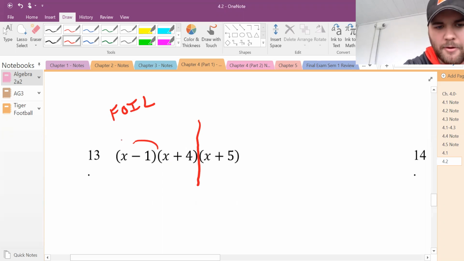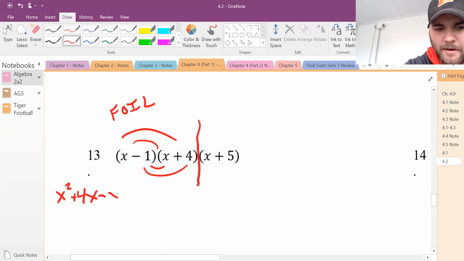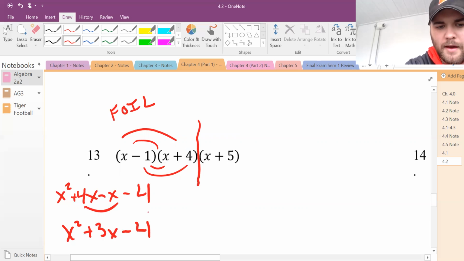First, outer, inner, last. Okay, so we get x squared for the first terms, my outer is going to give me plus 4x, my inner is going to give me minus 1x, and my last is going to give me -4. Combine like terms, we get x squared plus 3x minus 4. Okay? Put that in parentheses so it looks like the ones above.